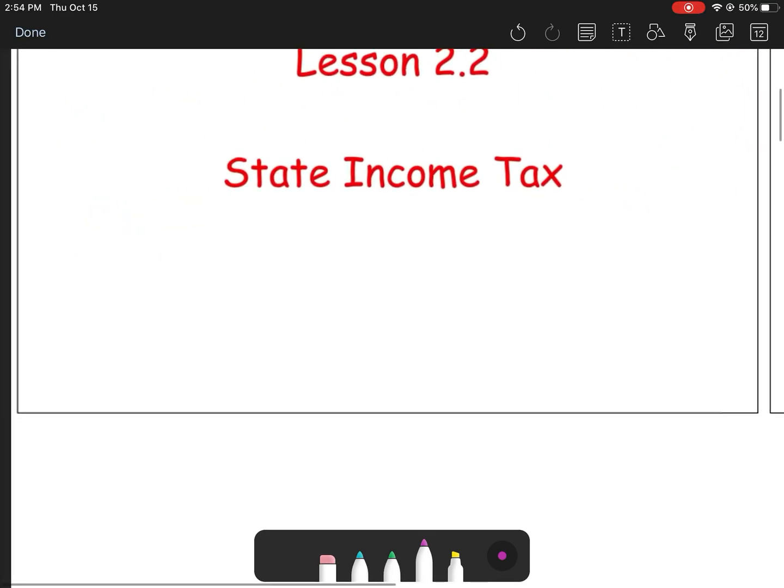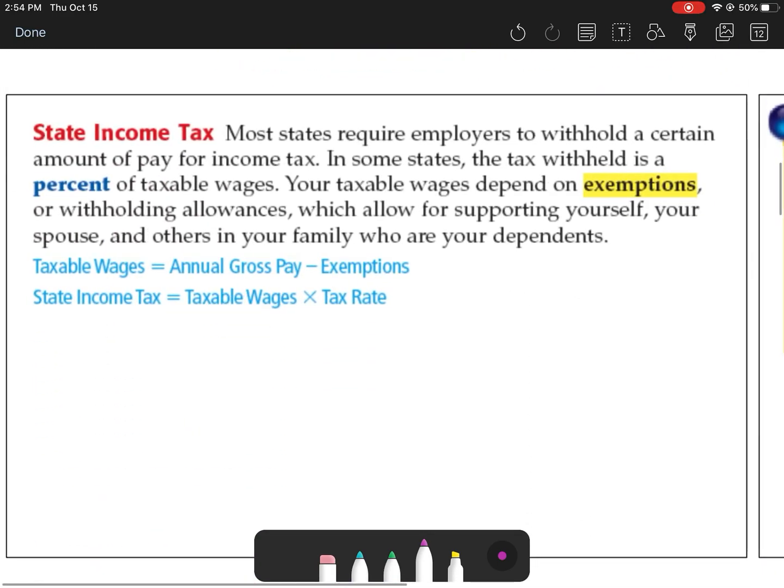state taxes are used. Most states require employers to withhold a certain amount of pay for income tax. In some states, the tax withheld is a percent of taxable wages. Your taxable wages depend on exemptions or withholding allowances, which allow for supporting yourself, your spouse, and others in your family who are your dependents. So your taxable wages equal your annual gross pay minus your exemptions, and then your state income tax is equal to your taxable wages times the tax rate.